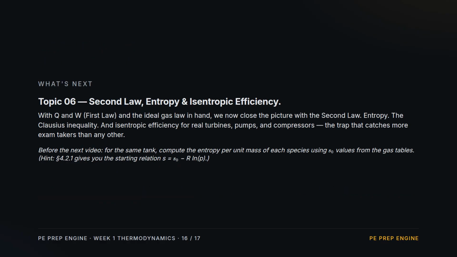Next up, Topic 6. The second law, entropy and isentropic efficiency. With the first law and ideal gas law in hand, we add entropy and the Clausius inequality. Then tackle isentropic efficiency for real turbines, pumps, and compressors, the trap that catches more exam takers than any other. Before that video for the same tank, compute each species-specific entropy from the gas table S0 values.